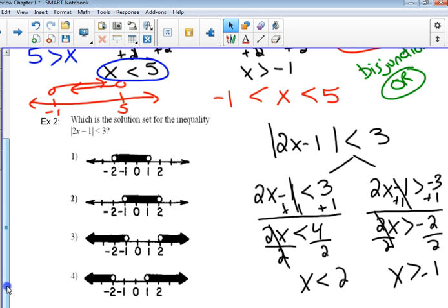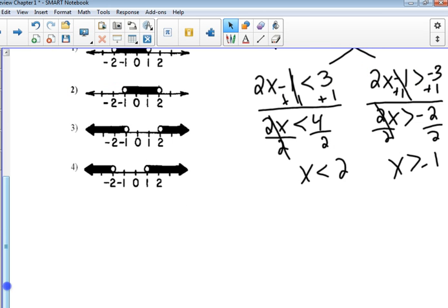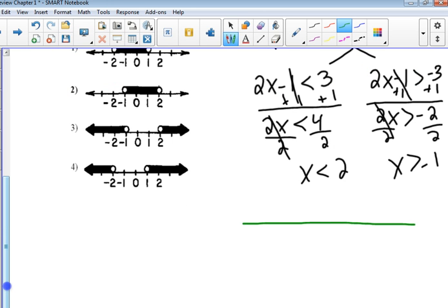Hopefully we are at 2 and -1. And then just make sure you guys are careful when you put it on the picture. Make sure it's in order. -1, we got a 2, open circles because of our inequality sign. Remember, if it looked like this and it was an equal to, then it would be a closed circle.